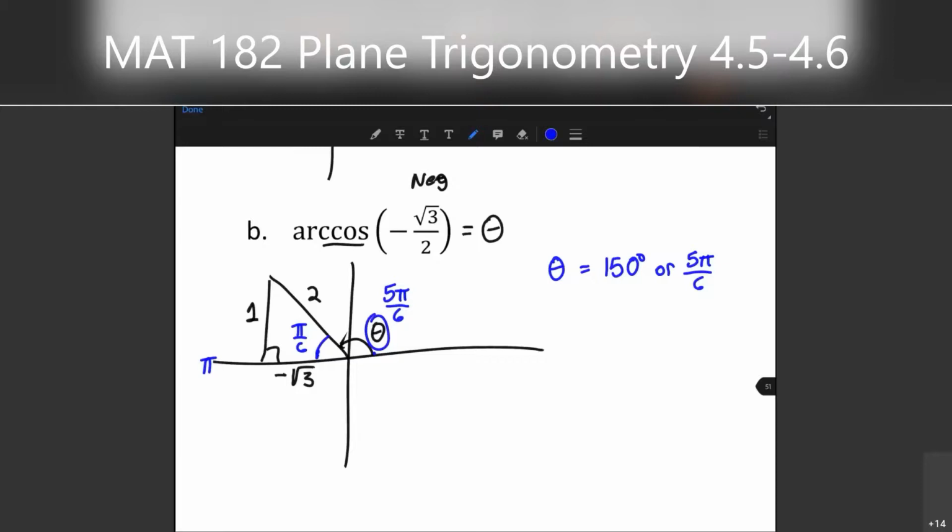So if I have a triangle that has 1, 2, and the root 3, that's a 30, 60, 90 triangle with the side opposite the 1 always being the shortest side. So that would be the shortest angle, which would be 30 degrees or pi over 6.